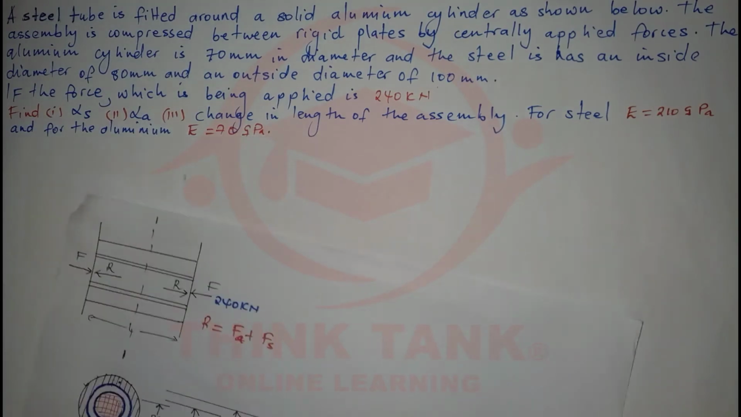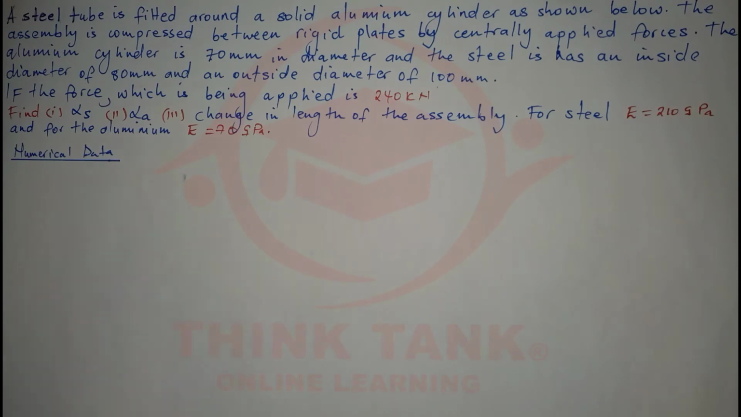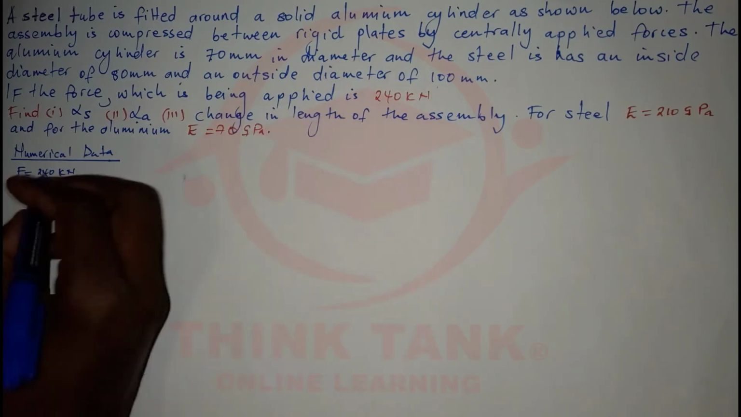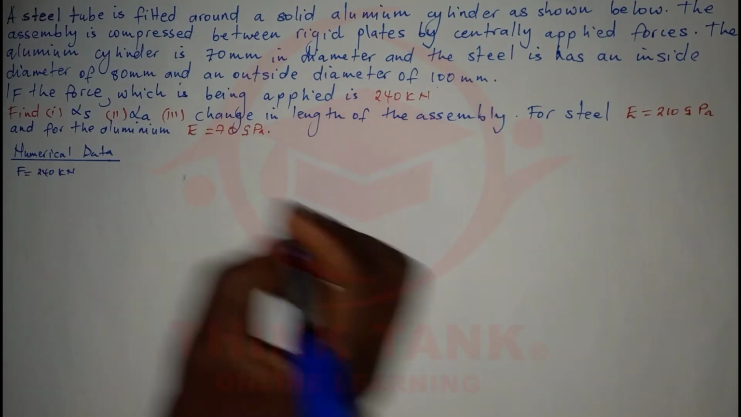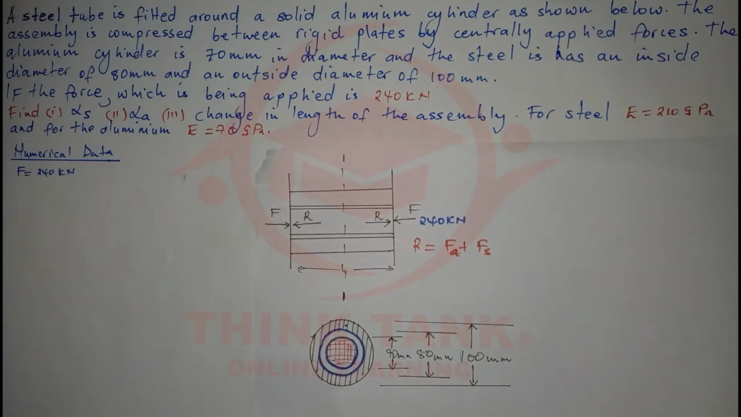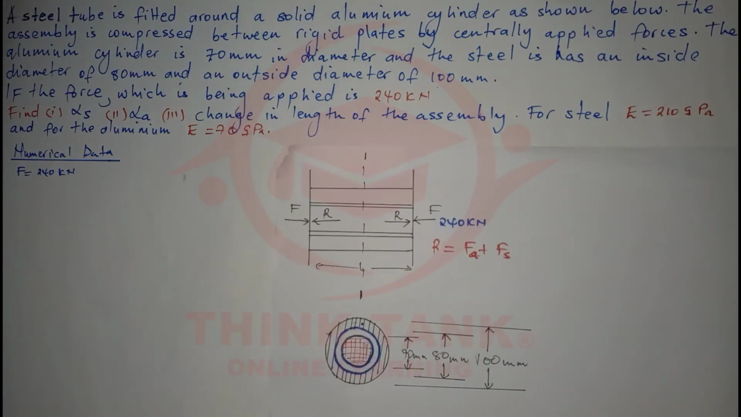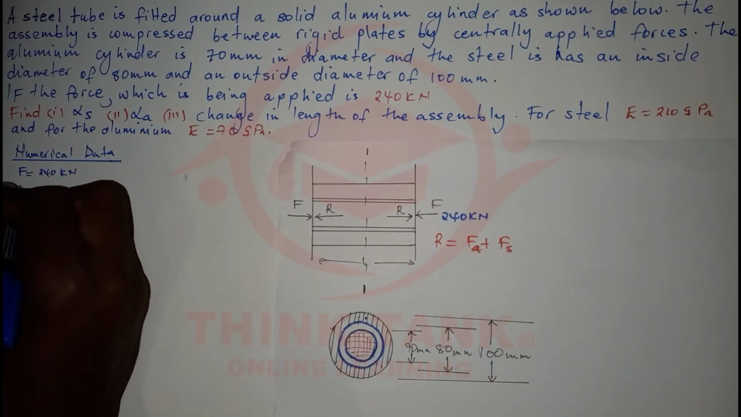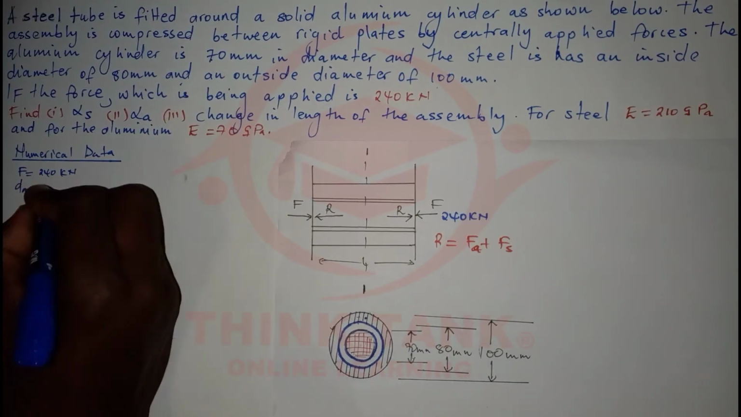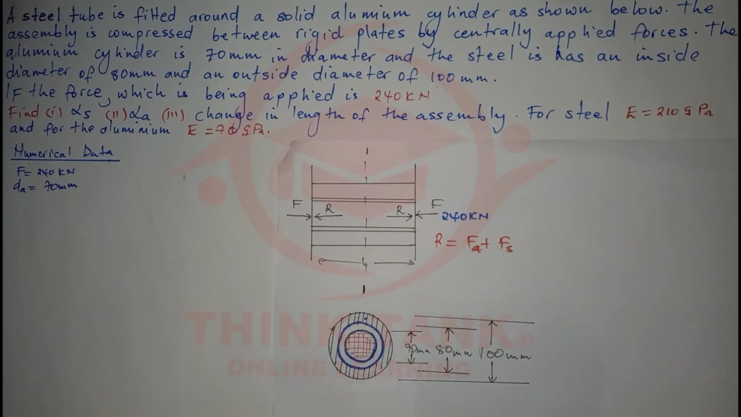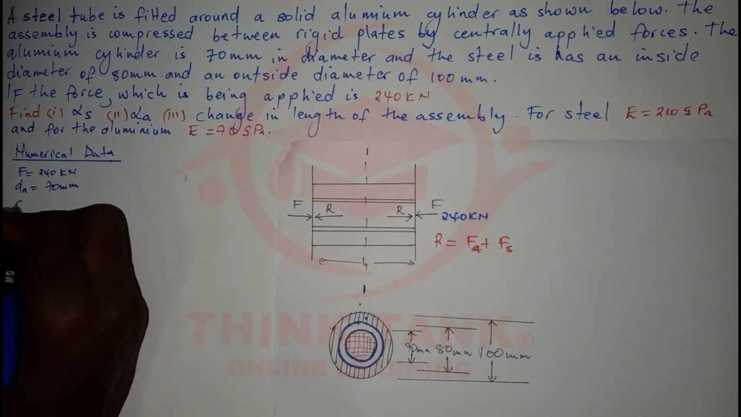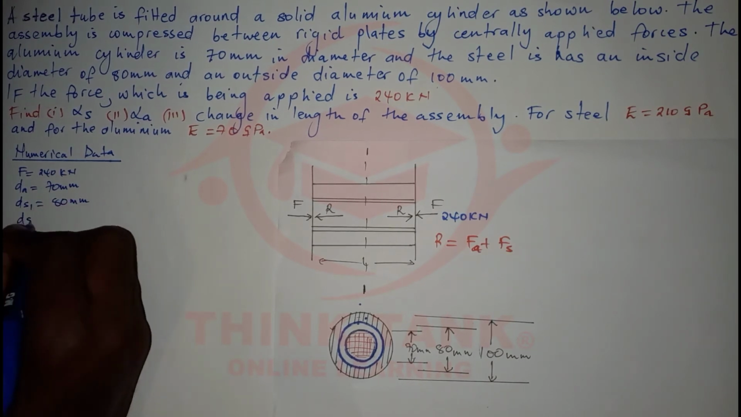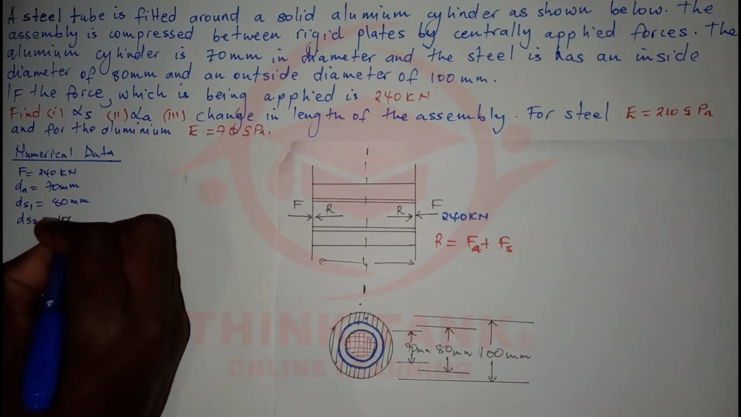So first of all, we're going to write the given data. We're given F, which is 240 kilonewtons. We're given the diameter of the aluminum, which is at the core, at the center. So I'm going to write DA right here, which is 70 millimeters. But on the steel, we have the inside diameter and the outside diameter. So I'm going to write DS1 for the inside diameter, which is 80 millimeters, and DS2 for the outside diameter, which is 100 millimeters.